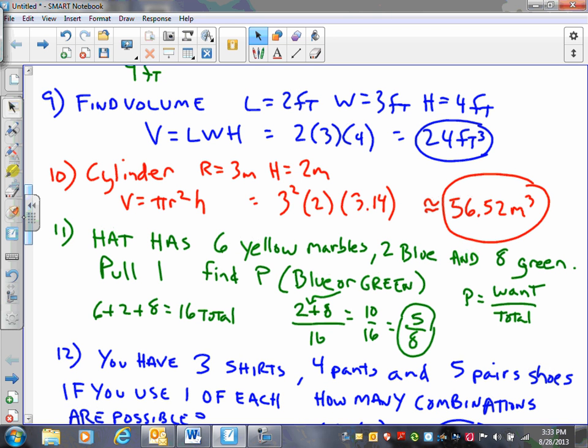Then we have 2 volume problems. The volume of a rectangular prism, I'm sorry I forgot to write that, it says that on the text, is length times width times height. So you have 2 times 3 times 4, you get 24. This is volume, so it's units cubed.